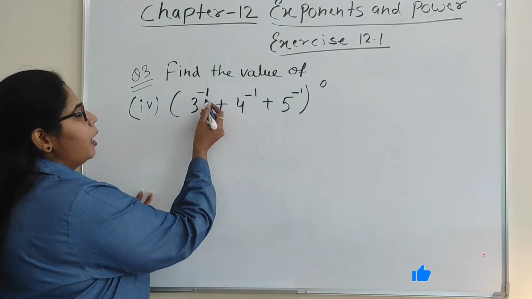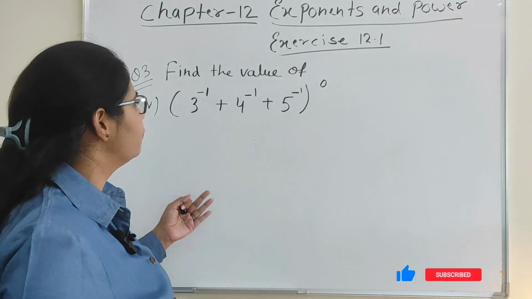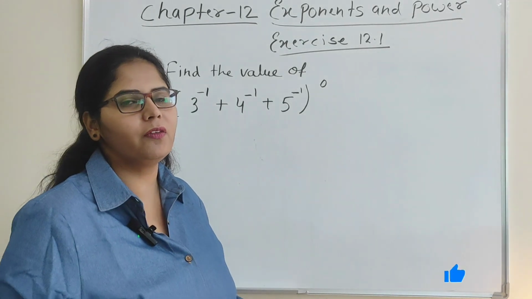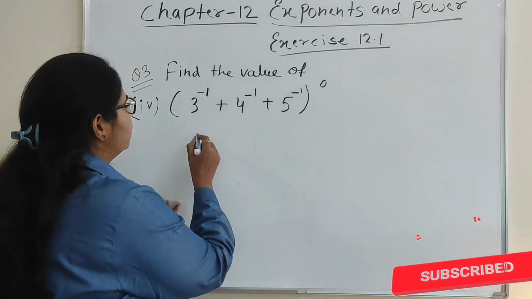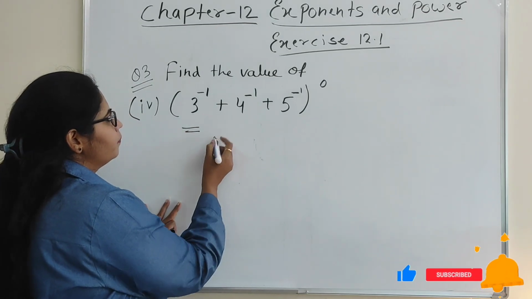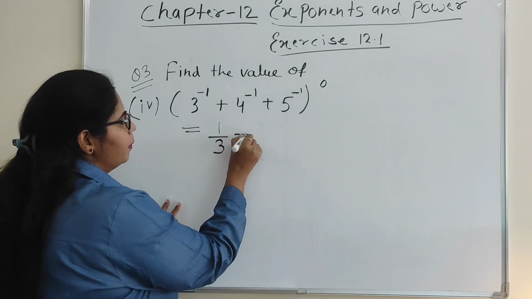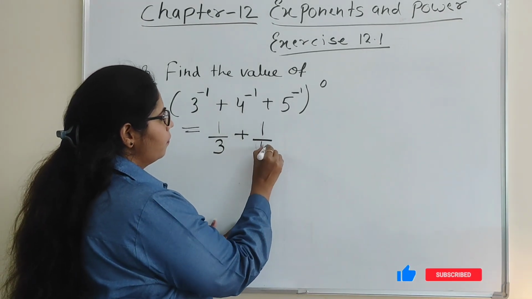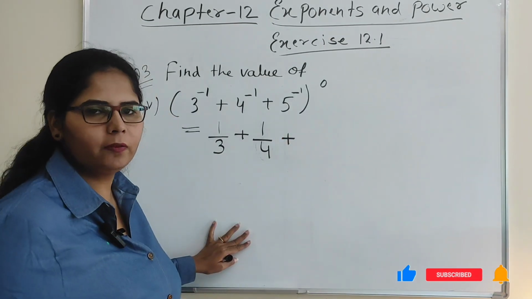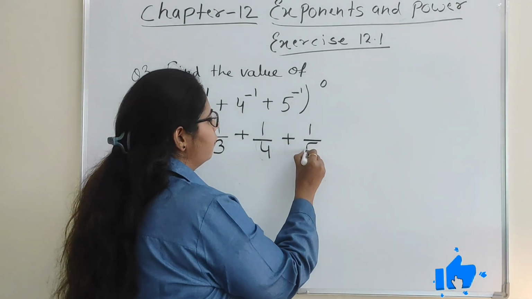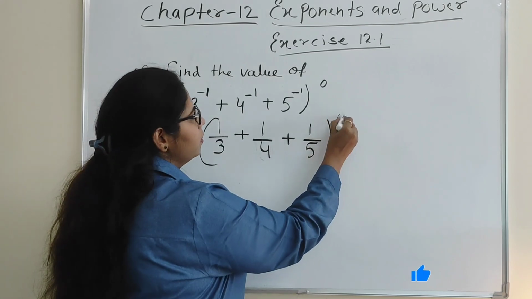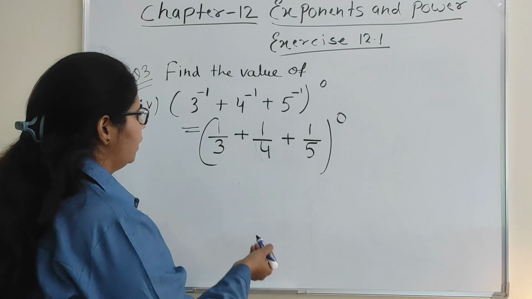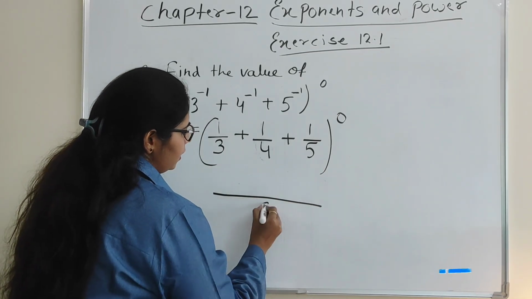Same, any power of negative 1, which law will be used here? Now you will learn the law: a to the power minus n will give you 1 upon a to the power n. So 3 to the power negative 1 will be 1 upon 3, plus 4 to the power negative 1 which is 1 upon 4, plus 5 to the power negative 1 which will give you 1 upon 5. And there is the whole power 0. Now we have to take the LCM of 3, 4 and 5. The LCM of 3, 4 and 5 will become 60.